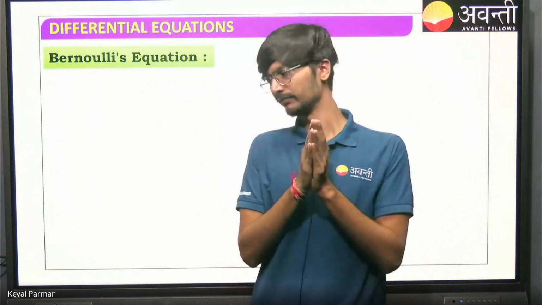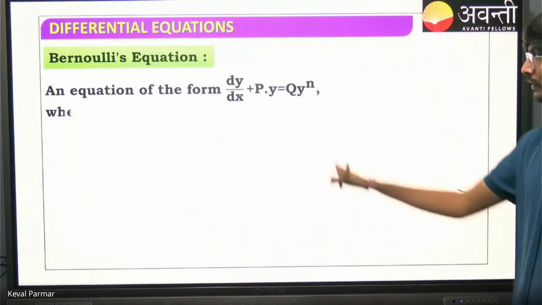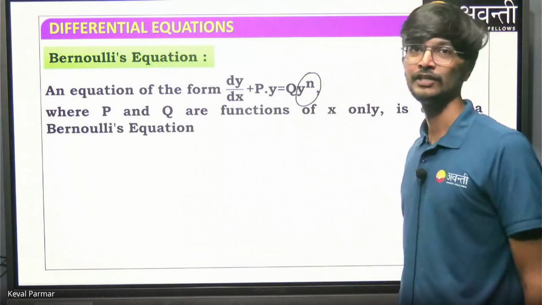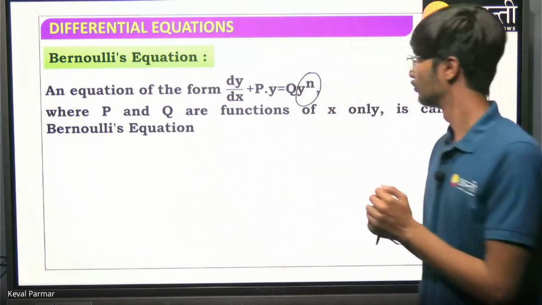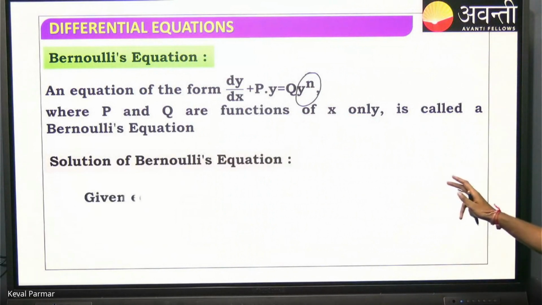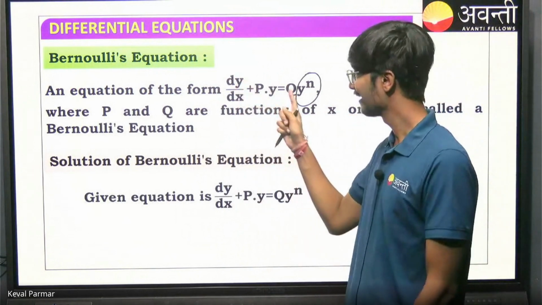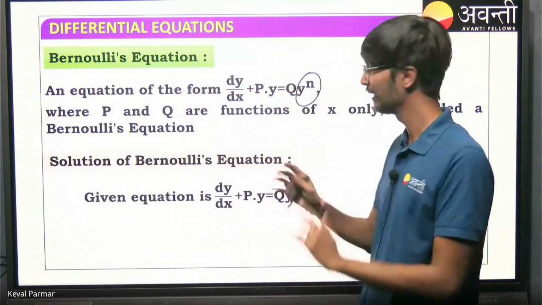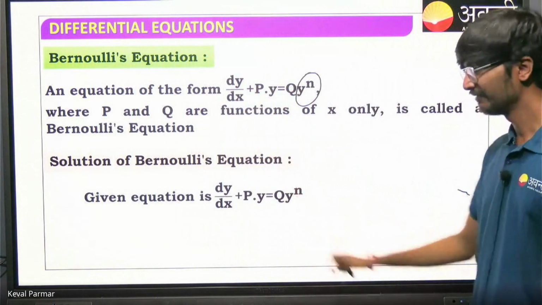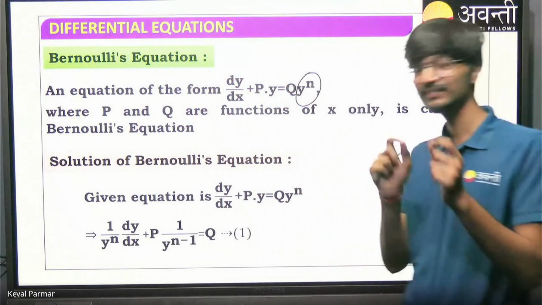So what is Bernoulli's equation? Bernoulli's equation is nothing but this form. Here we just have y raised to the power n. If we don't want y raised to the power n, we'll divide by y raised to the power n. So if we divide, do you see the format? It is dy by dx plus py equals q, which was our linear format. Instead of q, we have q y raised to the power n. So we'll divide by y raised to the power n. So I'll get this.